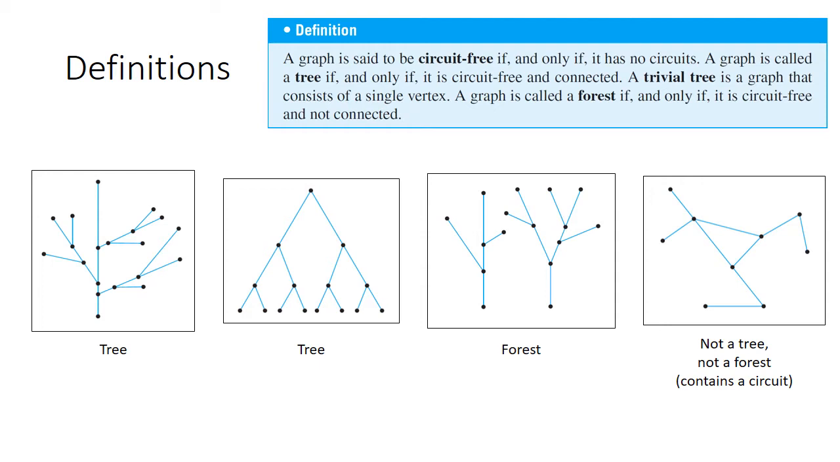And then the final one there, that is not a tree and it's not a forest because it contains a circuit. So for example, this right here would be a circuit.